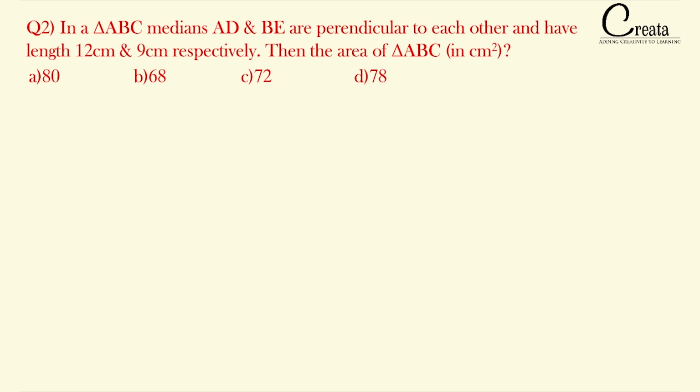The question is, in a triangle ABC, medians AD and BE are perpendicular to each other and have length 12 cm and 9 cm respectively. Then the area of the triangle ABC in square centimeter is, okay, we are having four choices. A is 80, B 68, C 72 and D 78.